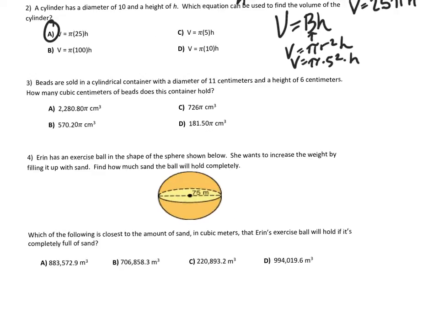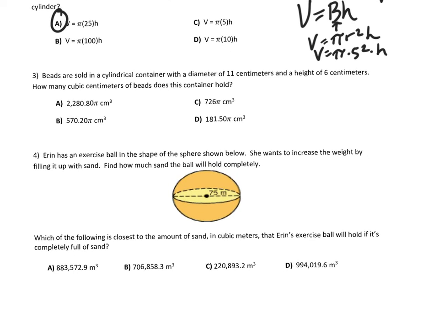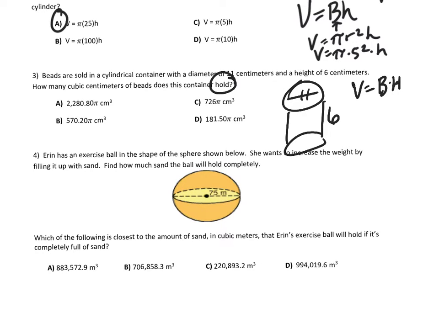Number 3. Beads are sold in a cylindrical container with a diameter of 11 inches and a height of 6. How many cubic centimeters of beads does this container hold? When it says hold, that means volume. Volume equals big B times H.